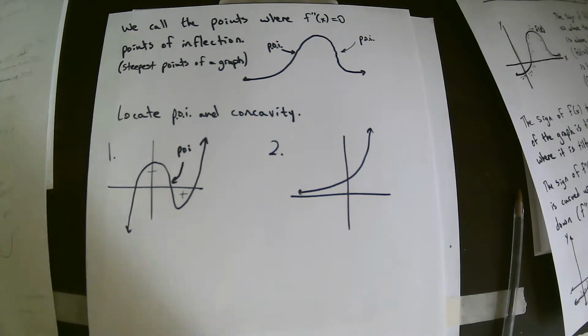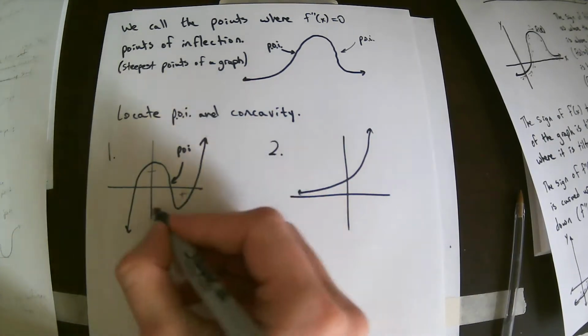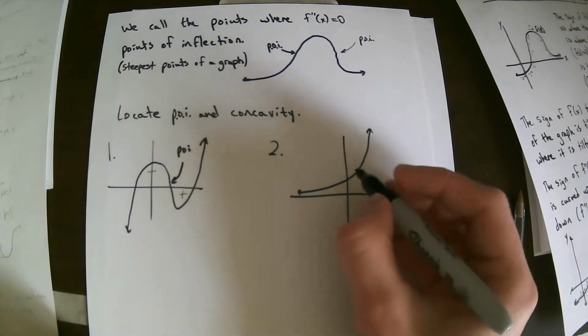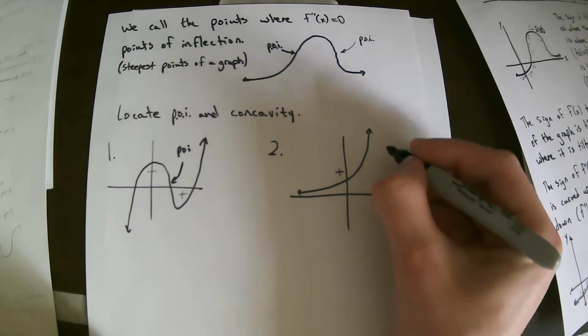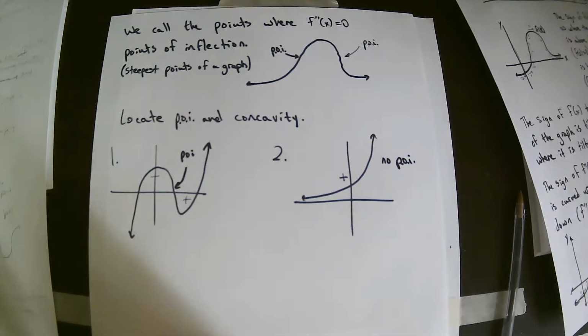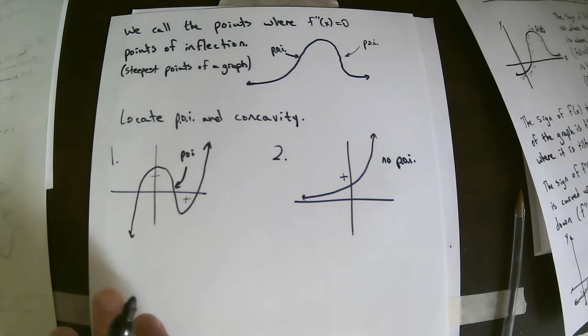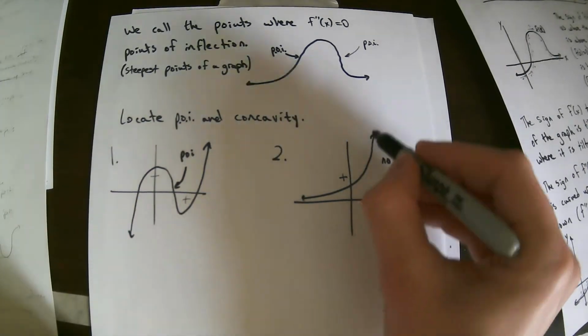What about this second one? Well, I see positive concavity. It's slower than this concavity. This is a very fast acceleration, but this over here, it's still positive. It's not negative anywhere. There are no points of inflection here because it doesn't change direction anywhere. The curve is always curving up. It doesn't turn and start going down.